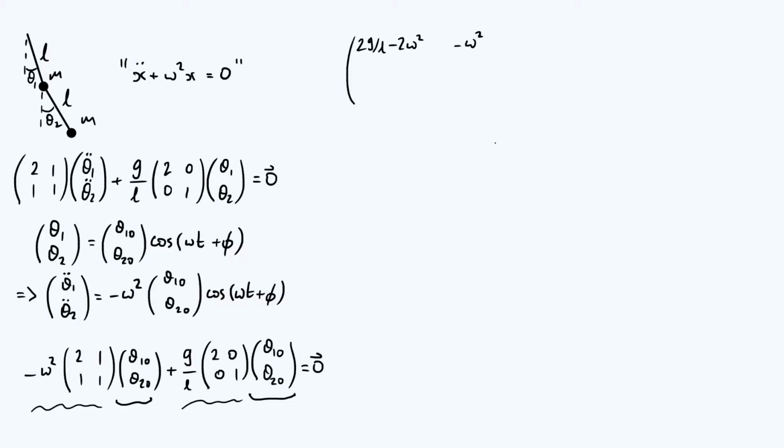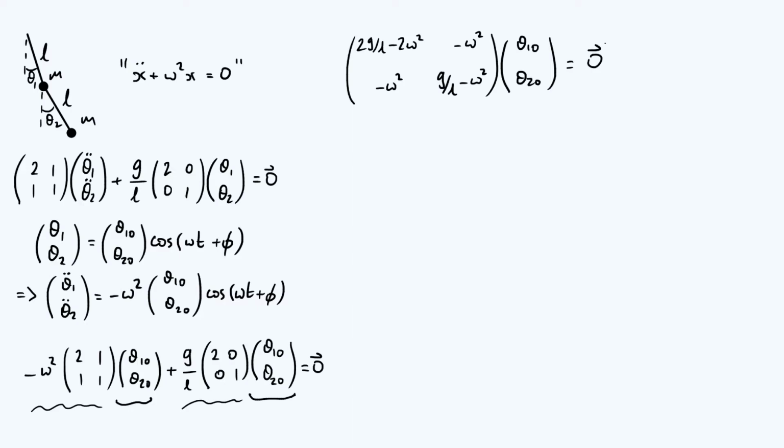Similarly, for the bottom left entry of the matrix, there's a 0 in the second one, so that doesn't contribute anything, and we just get a minus omega squared there. And for the final entry of the matrix, again, just by inspecting the two matrices at the bottom left, you're going to get a G over L from the second matrix, and then a minus omega squared from the first one. And there we go. That matrix times theta 1,0, theta 2,0 should be the 0 vector.